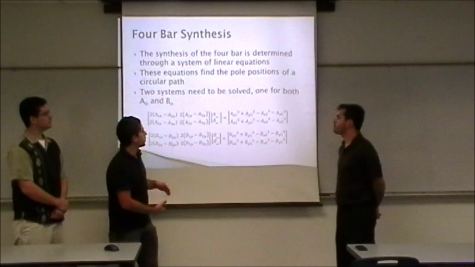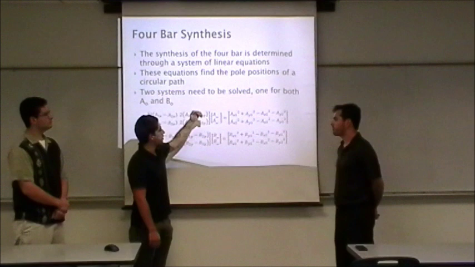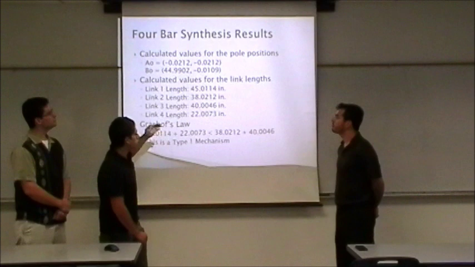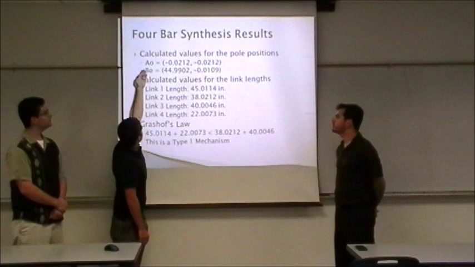So we use these two equations to find the center pole position of the circle where the points are going to be located. In this case, we're going to find the center pole position of A, finding the x and y coordinates, and the same for the point B. These are the results that we get for the four-bar mechanism. So here are the values of the center pole A and center pole B, and with those, it is very easy to find the link lengths of the four-bar mechanism.